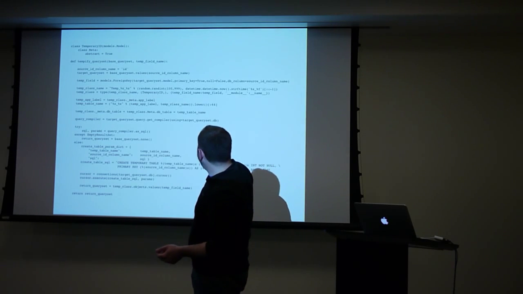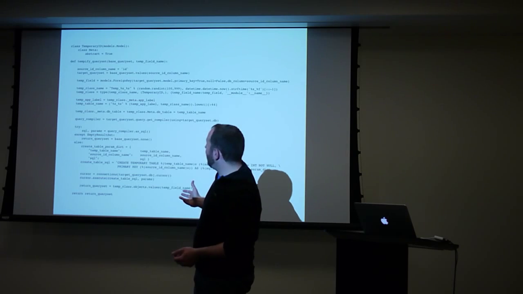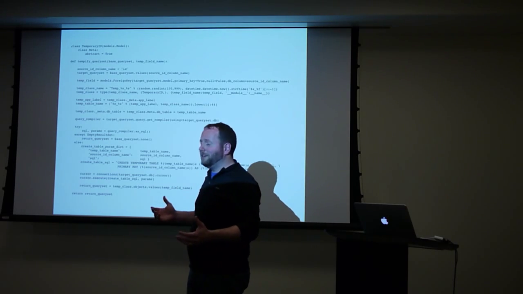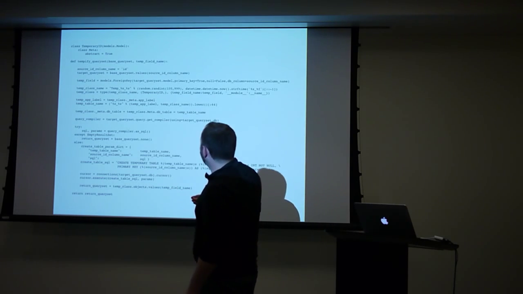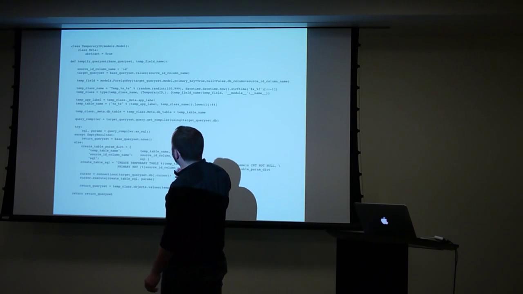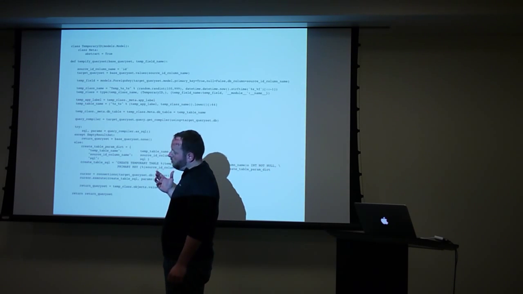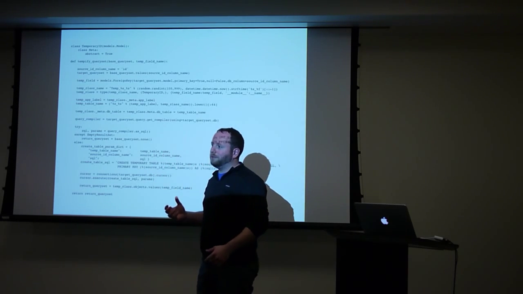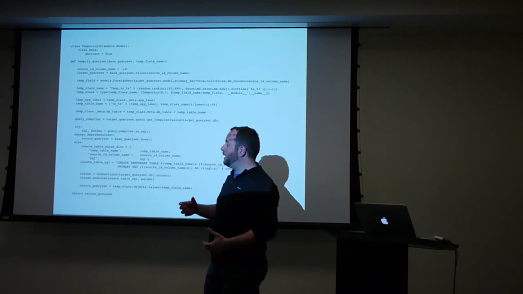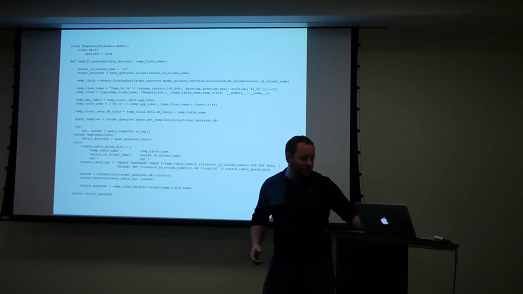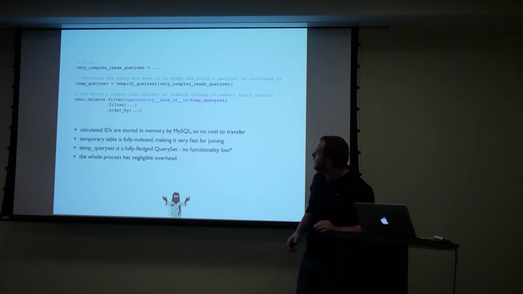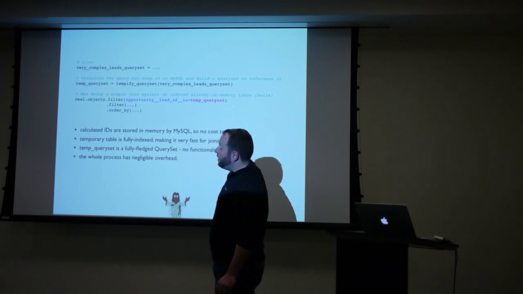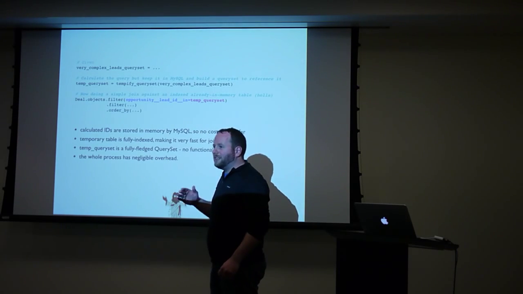So I'm not going to run through this code line by line, but that's basically the approach: you want to create an actual temporary Django model that you can build query sets from, that can behave as a normal query set. But you want to actually evaluate it sort of in the middle.